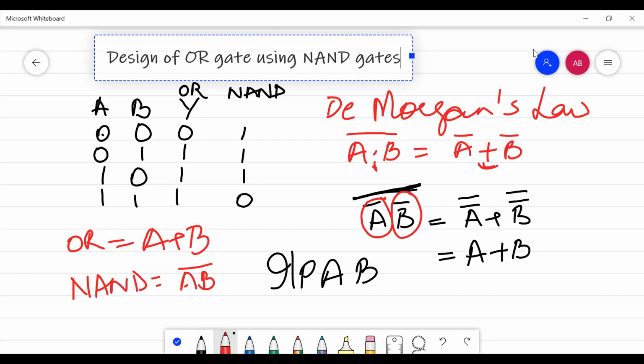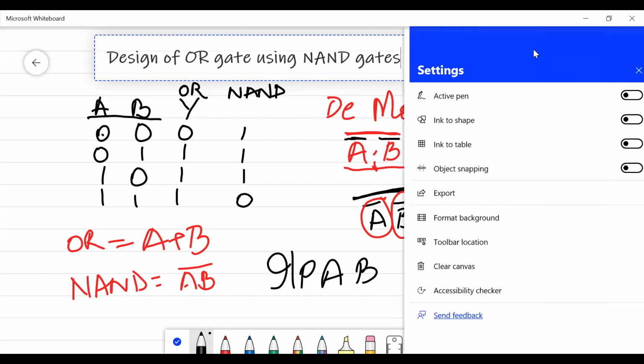Again, I'm going to repeat myself. A into B the whole bar always gives me A bar plus B bar. So now what I have done is I have made it as A bar, B bar product, the whole bar. I have taken the inputs not as A and B, but as A bar and B bar. So that is going to give me this thing, and that is going to directly give me the output of OR gate.